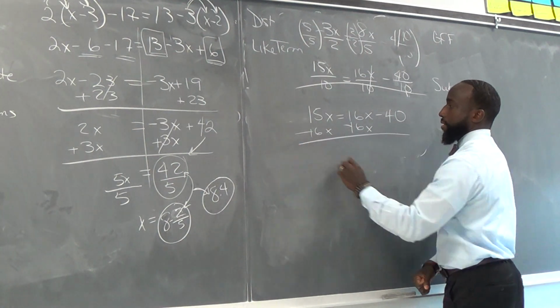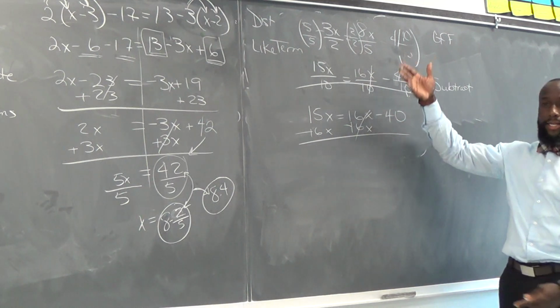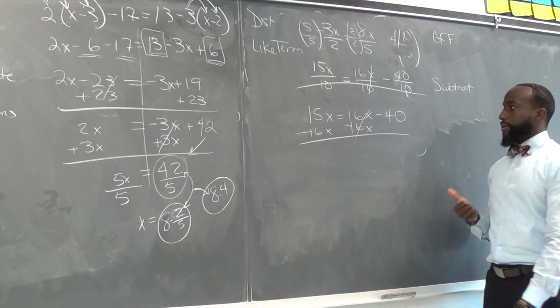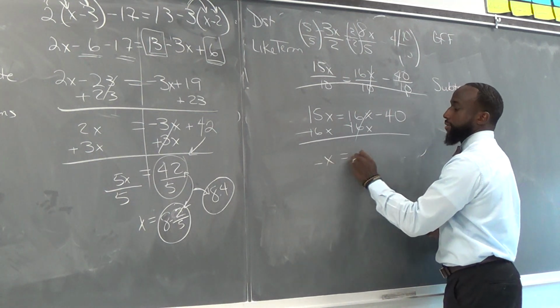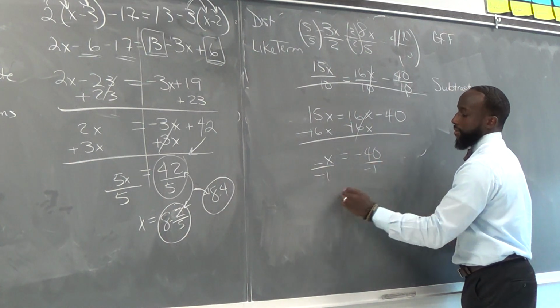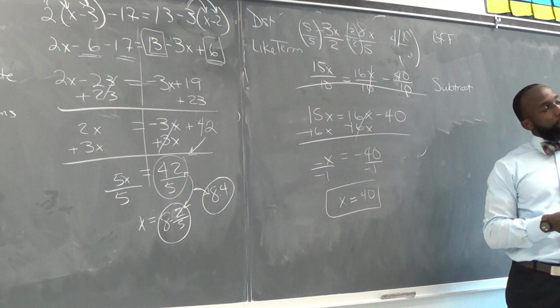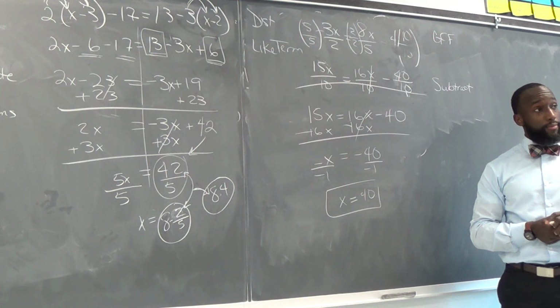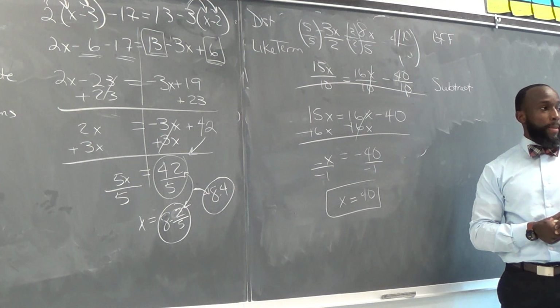Why couldn't we have just did that? Thanks, Josie. Cause that's good. I mean, we kind of did what we did, but good job. So now you got negative x equals negative 40, divided by negative 1, and x equals 40. So is that better? That's less intimidating, huh? Way less than that.